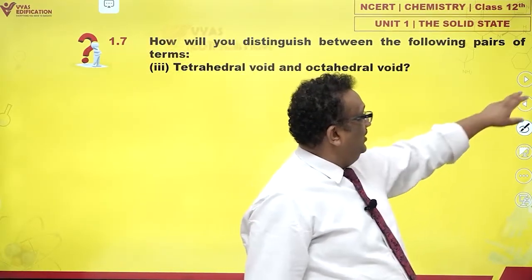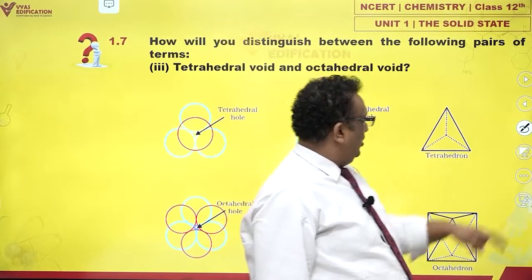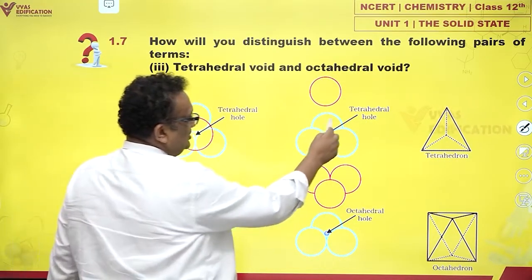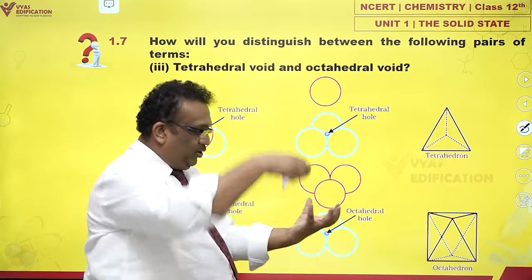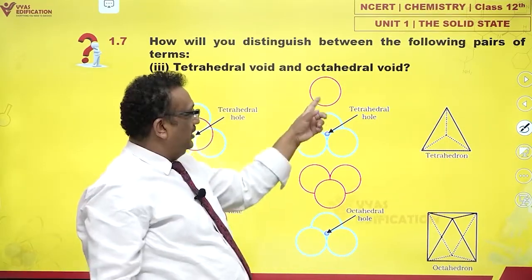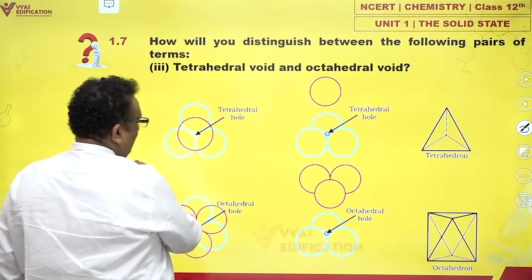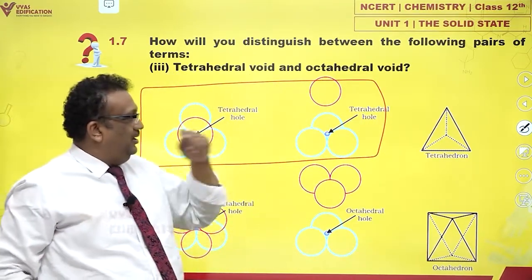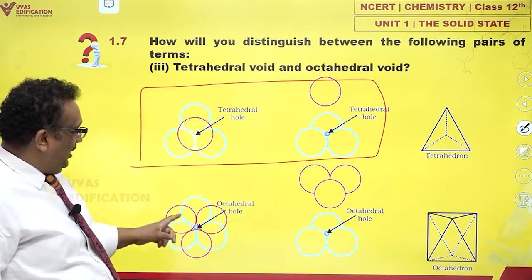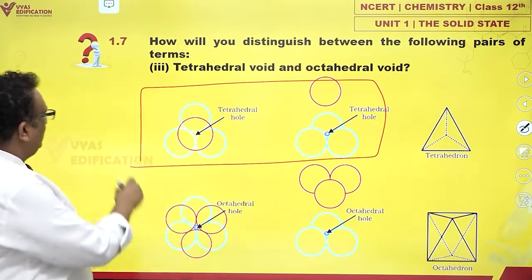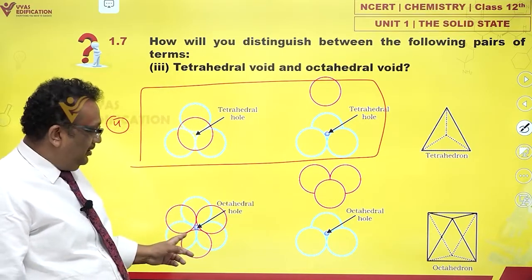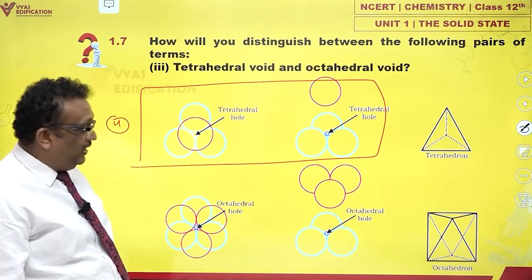And how exactly do I get a tetrahedral void? See, you take 3 particles, arrange them in a triangle, and on the top of that put 1 particle. This is how you get a tetrahedral void. This is the method to obtain a tetrahedral void. This is the 4th point, please note. And an octahedral void, how do you get that?